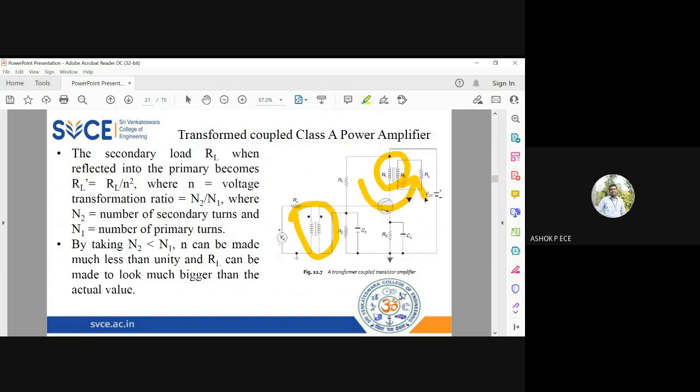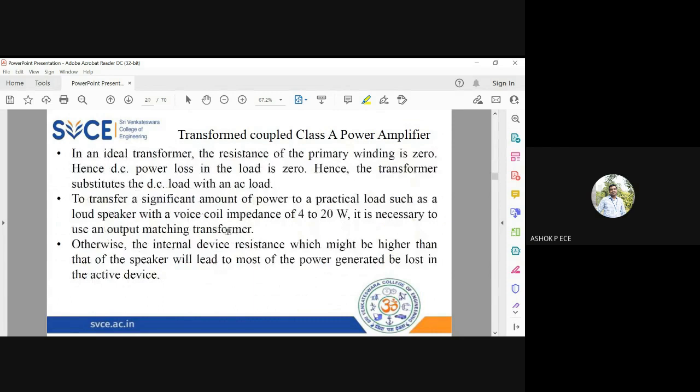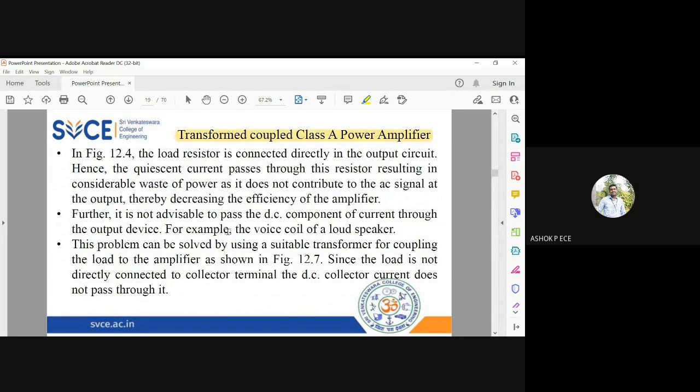VCC is used for biasing your transistor. R1, R2 I'm going to use as a voltage divider. You know, RE in parallel with C is the bypass capacitor. So other things are going to be the same. Whatever we have seen in the very first class A power amplifier is a normal power amplifier; we don't use a transformer there. But here I'm going to use a transformer as the coupling device in the class A power amplifier.